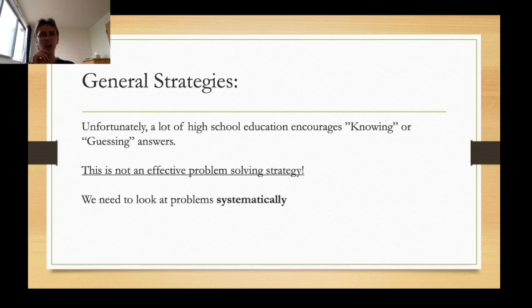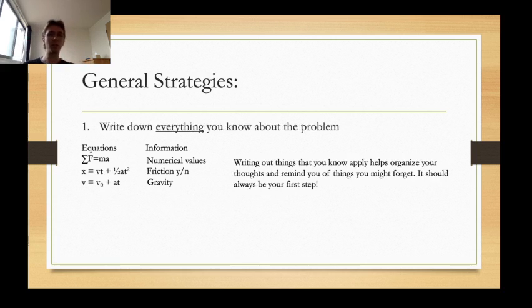Now, a lot of high school physics education is going to encourage you to just know or guess at an answer, and that doesn't really work out as a problem solving strategy. You want to look at problems systematically. So our first step is we want to write down everything we know about the problem. That's any equations, any numerical values you're given, any conditions you need to know, what you're trying to solve for, everything like that. Doing that helps you organize your thoughts and reminds you of important information you might forget, so you can avoid a lot of mistakes that way.